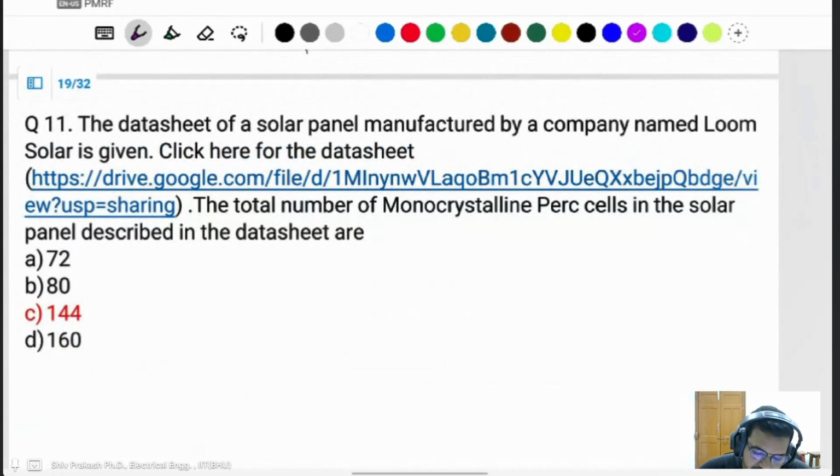The data sheet of a solar panel manufactured by a company named Loom Solar is given. What is the total number of monocrystalline cells in the solar panel described in this data sheet?